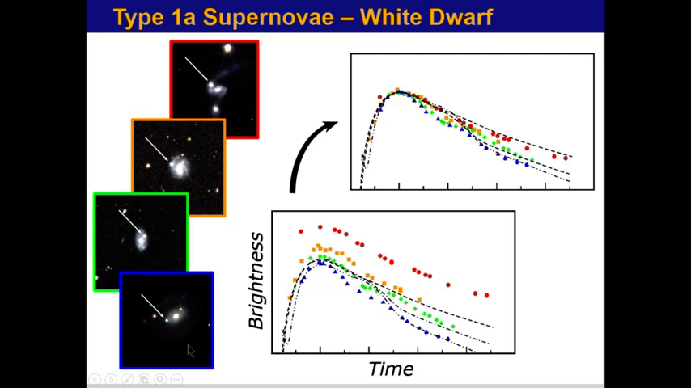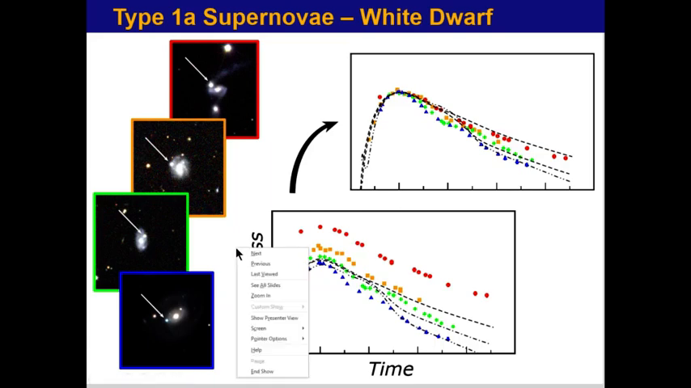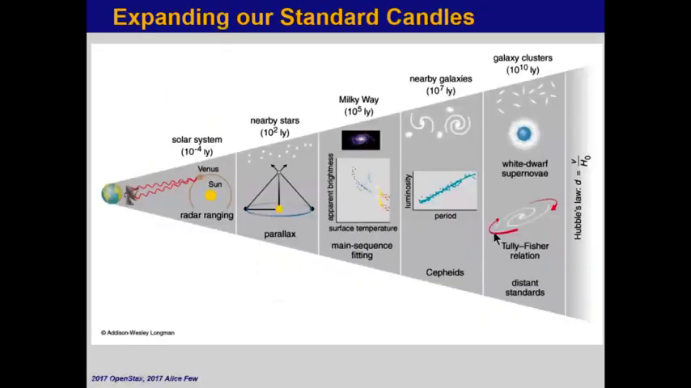And we see that very distinctive increase in luminosity and then a very rapid decrease, whereas in the massive star supernova, it was a very long decrease. So another one of our standard candles. So if we back up a bit here, we've got our white dwarf supernovas in there as far as helping us measure further distances, kind of in the same arena as the Tully-Fisher.